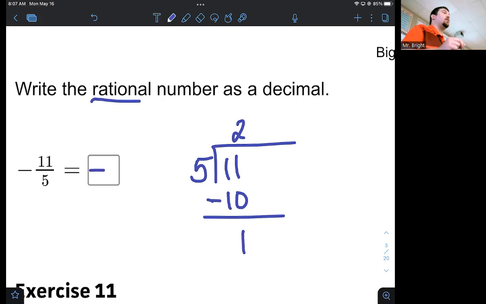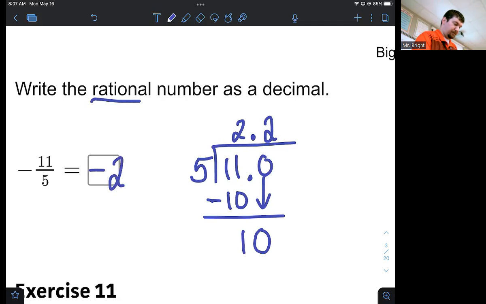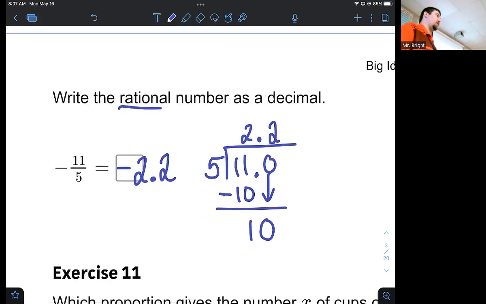If you don't know what it is as a decimal, that's when you just put a decimal point and drop down another 0. And how many times does 5 go into 10? 2. Don't forget to float your decimal point to the top. 2.2. Okay, so we're not using remainders anymore. You either write it as a mixed number or you just put a decimal point and you keep going, and this one's going to stop right here at 2.2. Don't forget it's -2.2. The negative doesn't affect any of our work. It just affects that we want to make sure we write this as a negative number still.